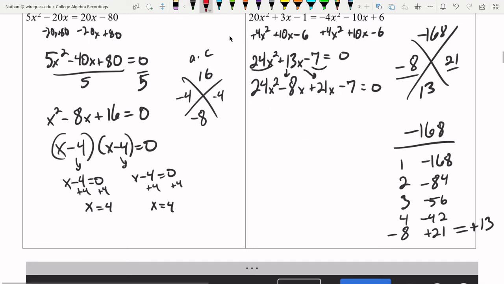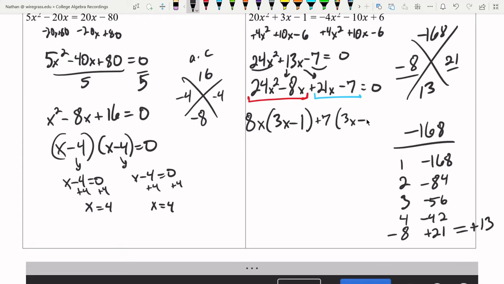Now I can look at the first two. I can take out an 8x from the first two. That gives me 3x minus 1. And out of the next two, I can take out a positive 7, since this is positive, plus 7. That gives me 3x minus 1. And that gives me 3x minus 1 on the one side, and on the outside, we have 8x plus 7. So once again, the only solutions this can have are if each one of these things is equal to 0.